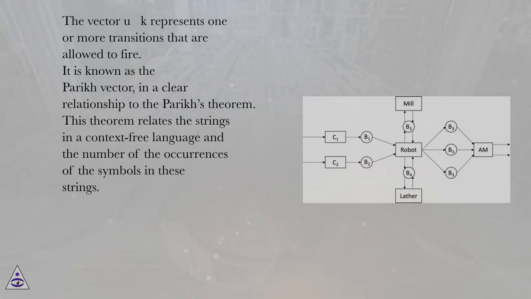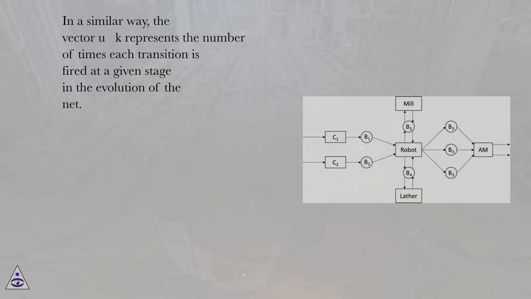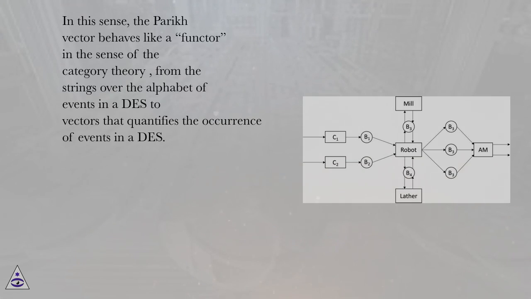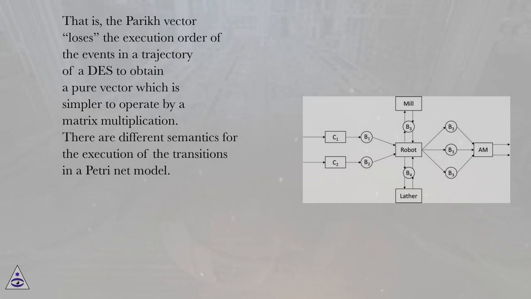This theorem relates the strings in a context-free language and the number of occurrences of the symbols in these strings. In a similar way, the vector uk represents the number of times each transition is fired at a given stage in the evolution of the net. In this sense, the Parikh vector behaves like a functor in the sense of category theory, from the strings over the alphabet of events in a DES to vectors that quantify the occurrence of events in a DES. That is, the Parikh vector loses the execution order of the events in a trajectory of a DES to obtain a pure vector, which is simpler to operate by a matrix multiplication.